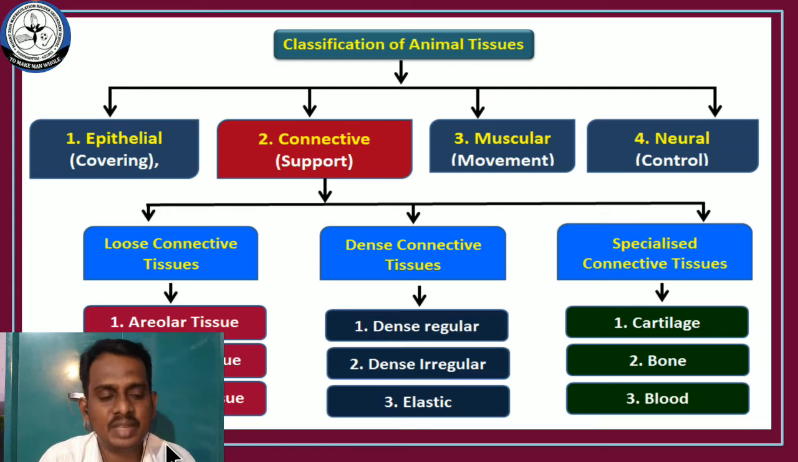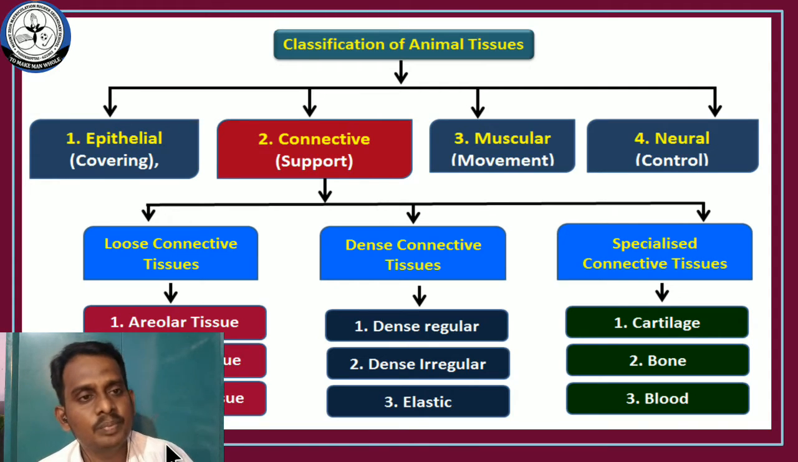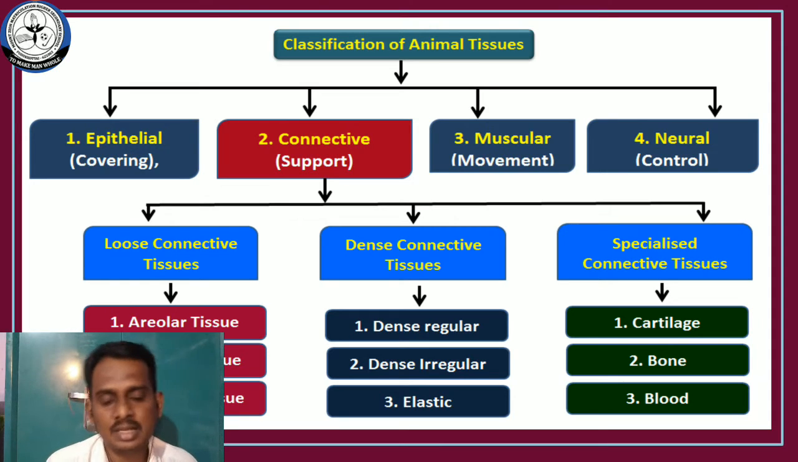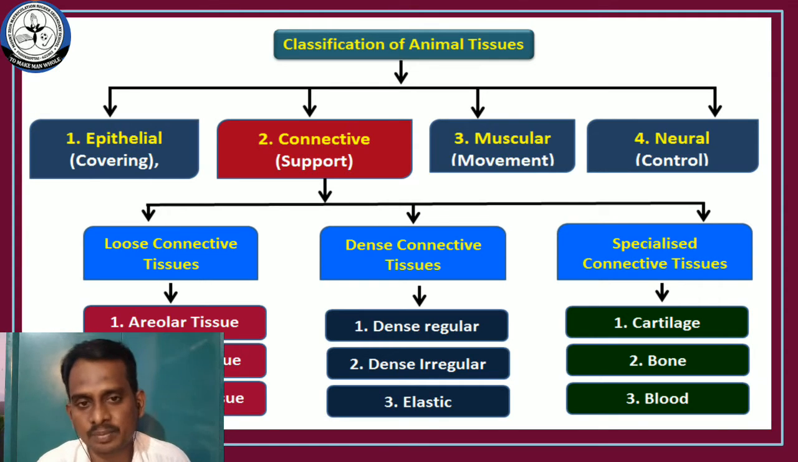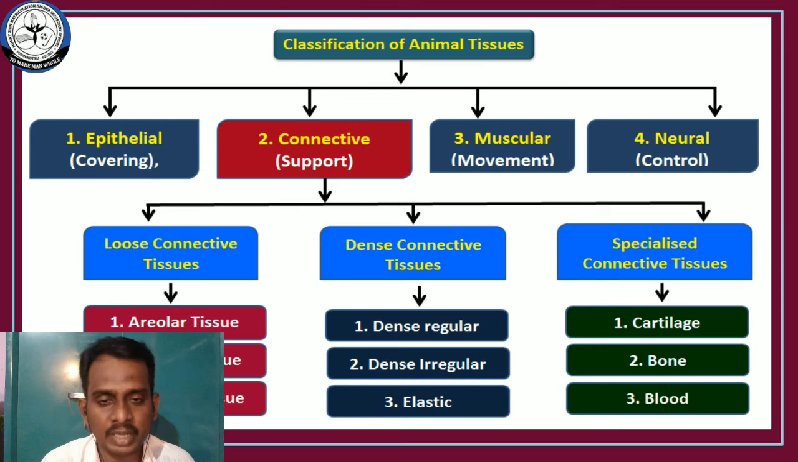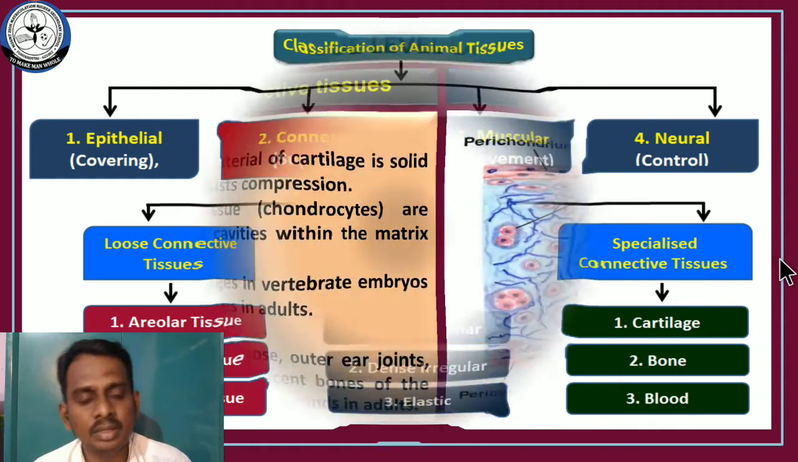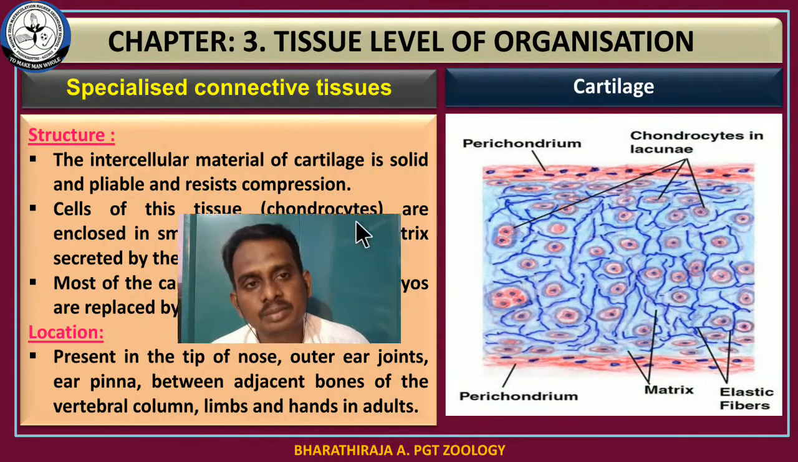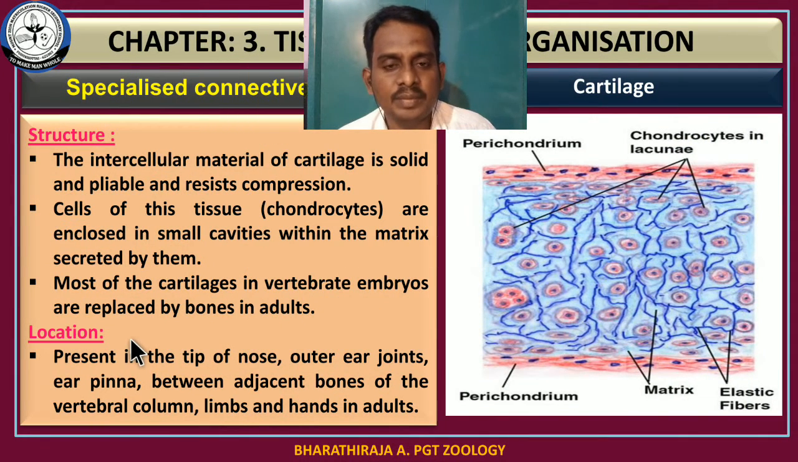Okay, in the previous class we completed the structure of bone and the structure of cartilage under the topic of specialized connective tissue. In this class, I am going to teach another important topic in specialized connective tissue, that is blood. Before going to the topic, I would like to recall the points we discussed in the previous class. We discussed the structure of cartilage and the locations of cartilage.